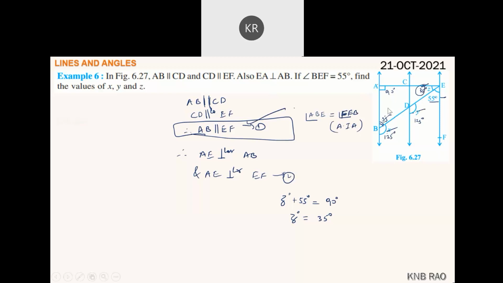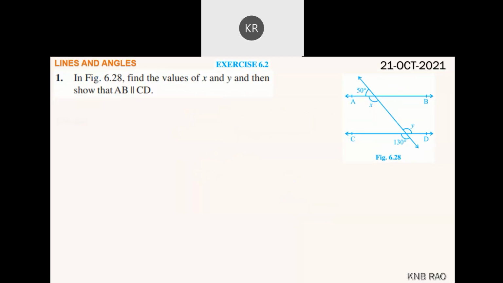Okay. You know how to find these two angles. Moving on to exercise 6.2. Quickly I'll tell answers. I'll not go for any sort of discussions much. Y is equal to 130 degrees. X is 137, sir. Y also 130. Vertically opposite angles. You know how to write?